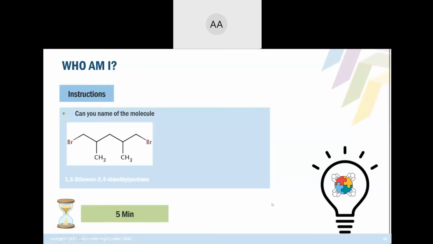1,5-dibromo-2,4-dimethylpentane. Well done. It's very important for you to go through the rules, both for your own Cycle 3 teaching and your refresher of your Cycle 3 chemistry knowledge. IUPAC rules are very important and definitely help us plan our lessons and activities very well when we're teaching Cycle 3 chemistry.